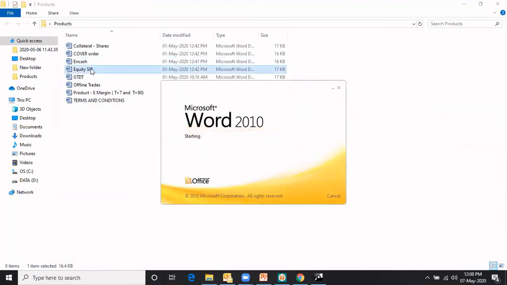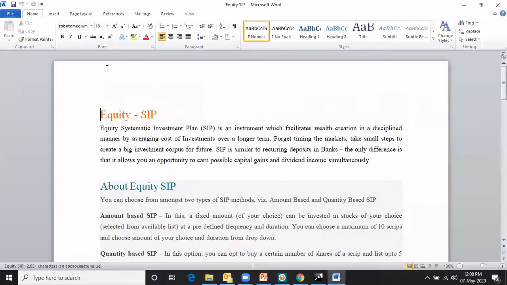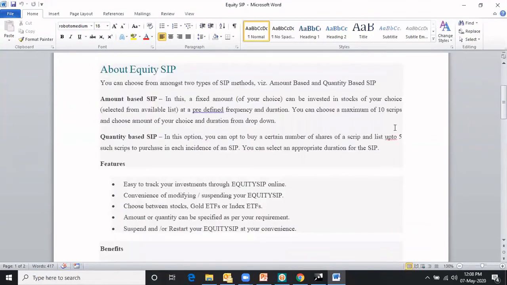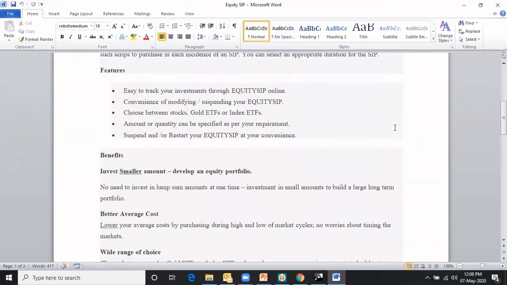You can read this by pausing the video once you have time. You can pause and read the details. I'll explain what equity SIP is. It is similar to your mutual fund SIP, wherein on a particular day you decide a particular list of stocks which you want to buy. You can give either a quantity-wise basket or a price-wise basket, and on that particular day every month the stocks will be bought. Okay. How to place the order?